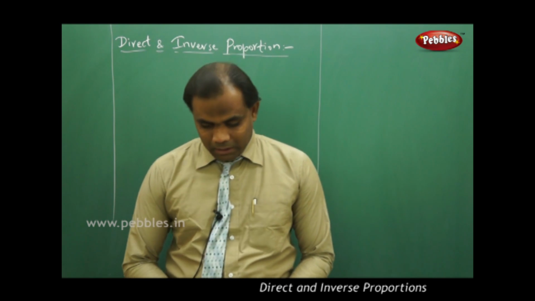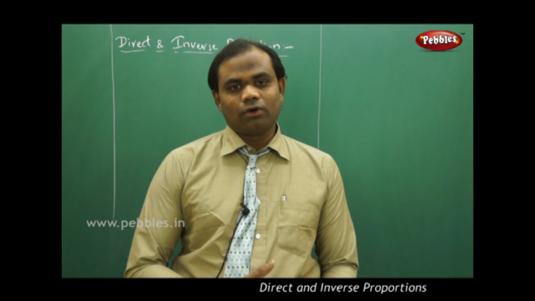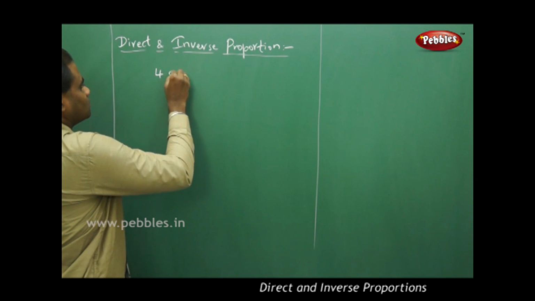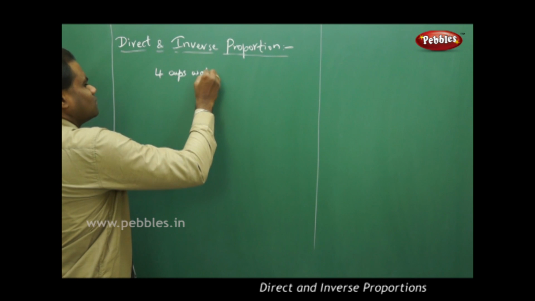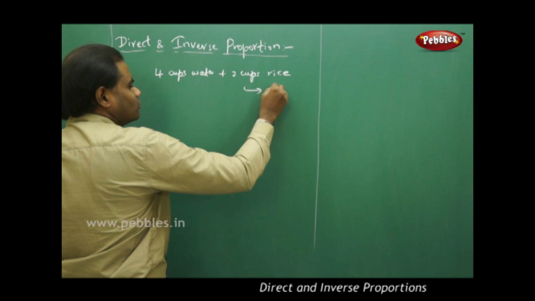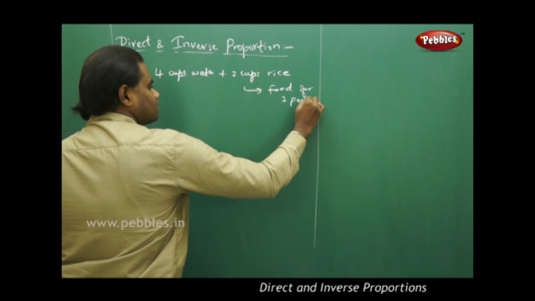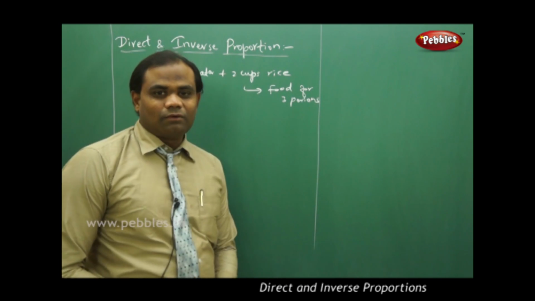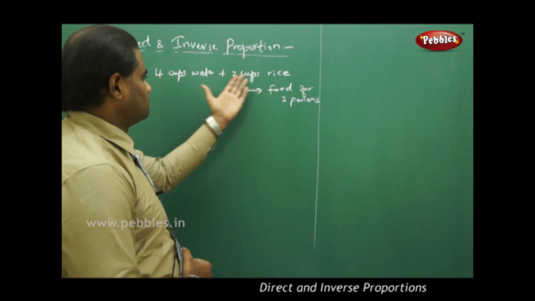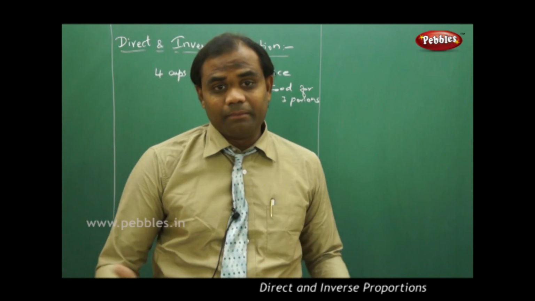For example, I'm not a good cook, but say I use 4 cups of water plus 2 cups of rice to make food for 3 persons. Generally, if I want to make food for 3 members of a family, I take 4 cups of water plus 2 cups of rice, then I cook, and I get the food for 3 persons, which I do on an everyday basis.